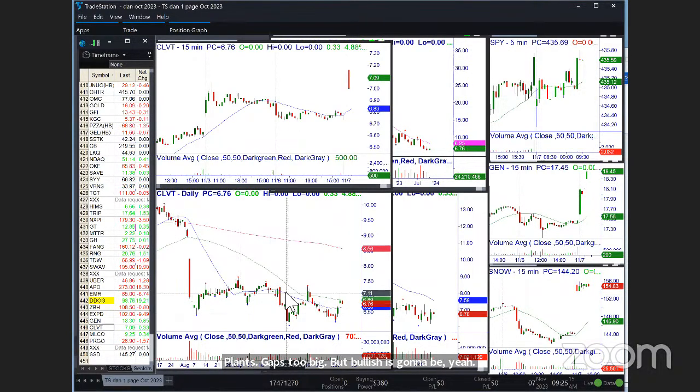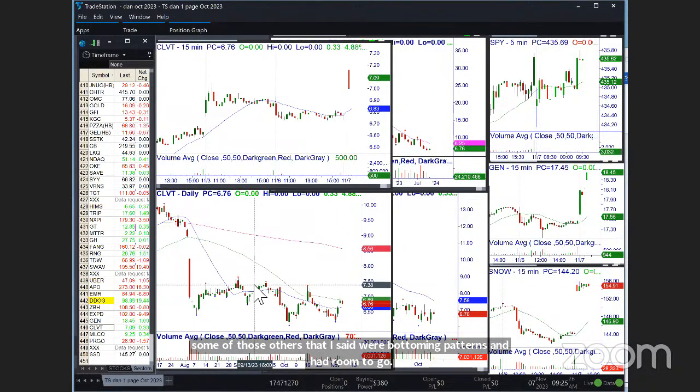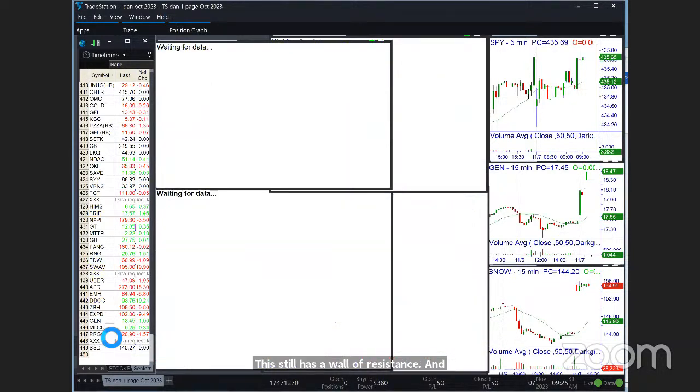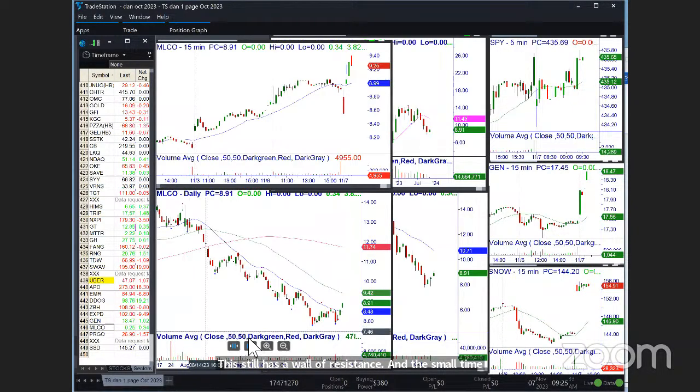Clovit 709. Now it is a bullish gap, but compared to some of those others that I said were bottoming patterns and had room to go, this still has a wall of resistance in this multi-month trading range, so no interest in you. Milko 9.25. It's a potential bottoming pattern. You got a little W bottom retest here. Just not sure what the target would be. You know, we can find better.